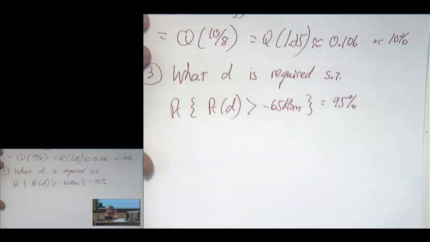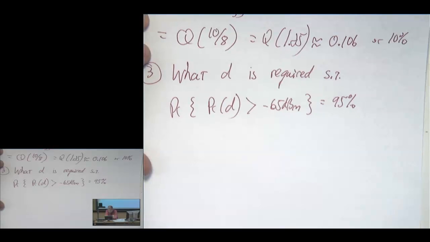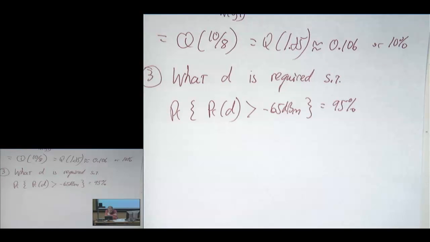Before we plug and chug, let's think about what we're trying to say here. I want my received power to be minus 65 dBm. How we might get that is we might know that the noise power is minus 75 dBm, and we want the received power to be 10 dB above the noise power. That gives us minus 65 dBm. We'll actually do that calculation. I meant to do that calculation today, but I don't have the numbers here. And then we want this to be true 95% of the time.